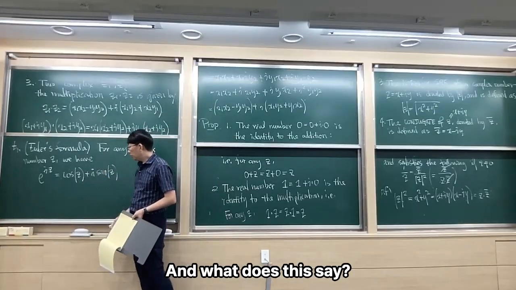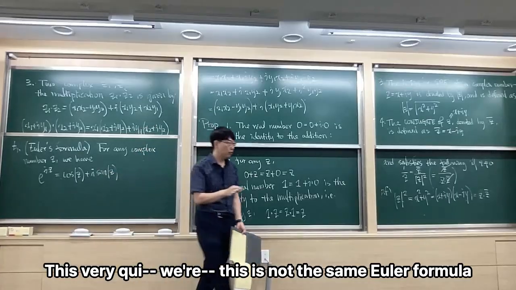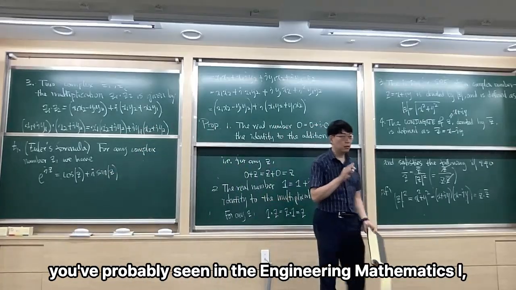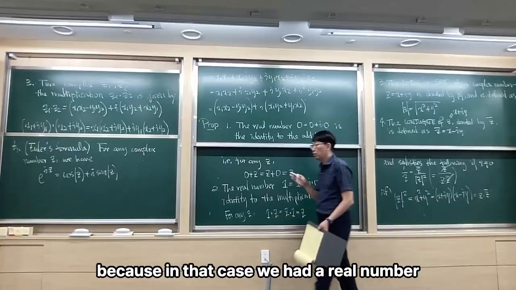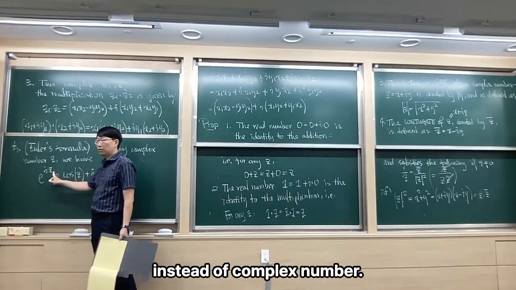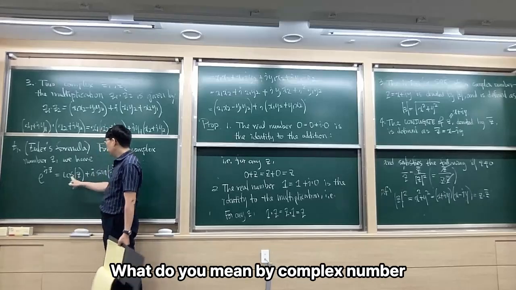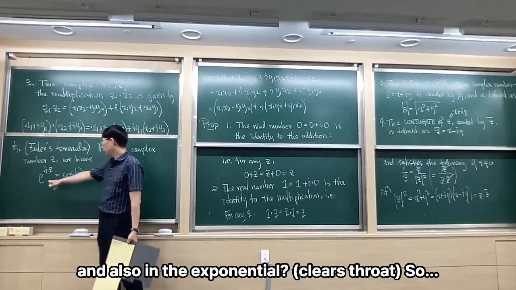And what does this say? It's very weird. This is not the same Euler formula you've probably seen in Engineering Mathematics 1, because in that case we had a real number instead of a complex number. Here, it is a complex number. What do you mean by a complex number inside cosine and sine, and also in the exponential?